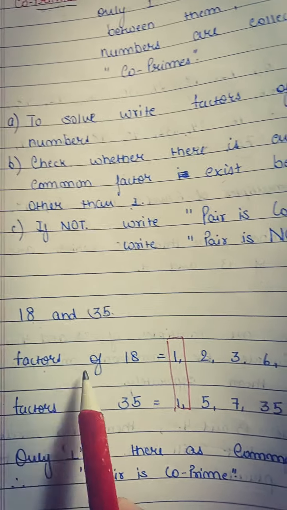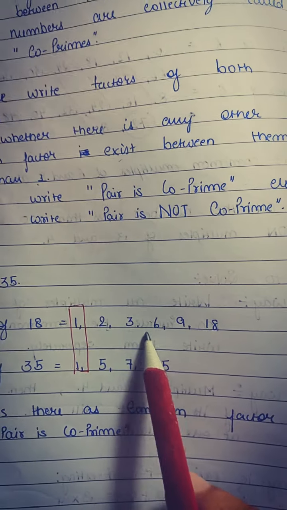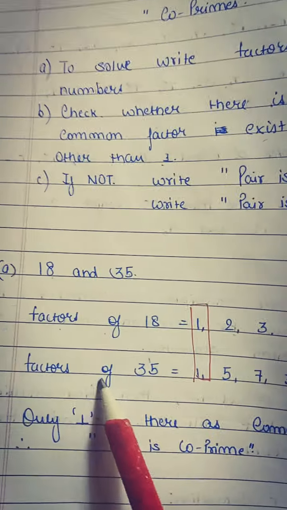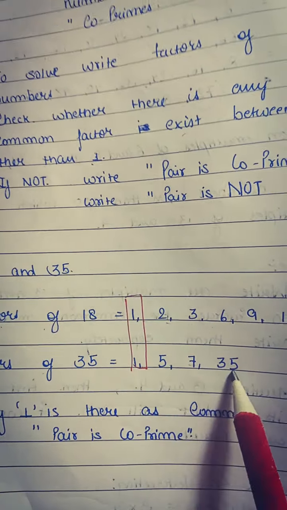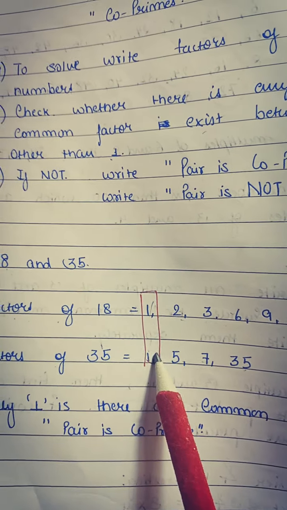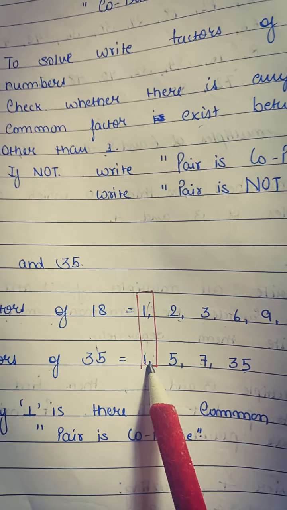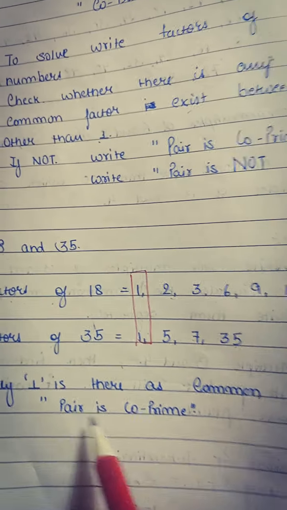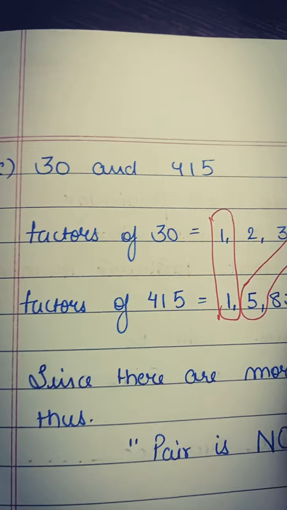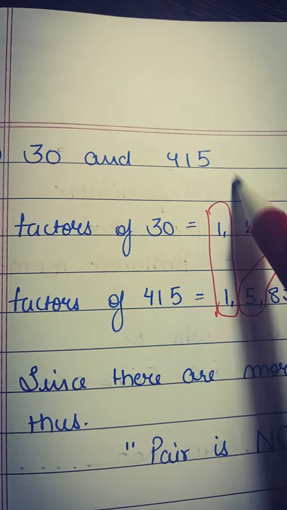According to the procedure, I'll write the factors of 18, that is 1, 2, 3, 6, 9 and 18. And the factors of 35 are 1, 5, 7 and 35. As we can clearly see that there is only one common factor, 1. So we'll write the pair is co-prime. Next example, 30 and 415.